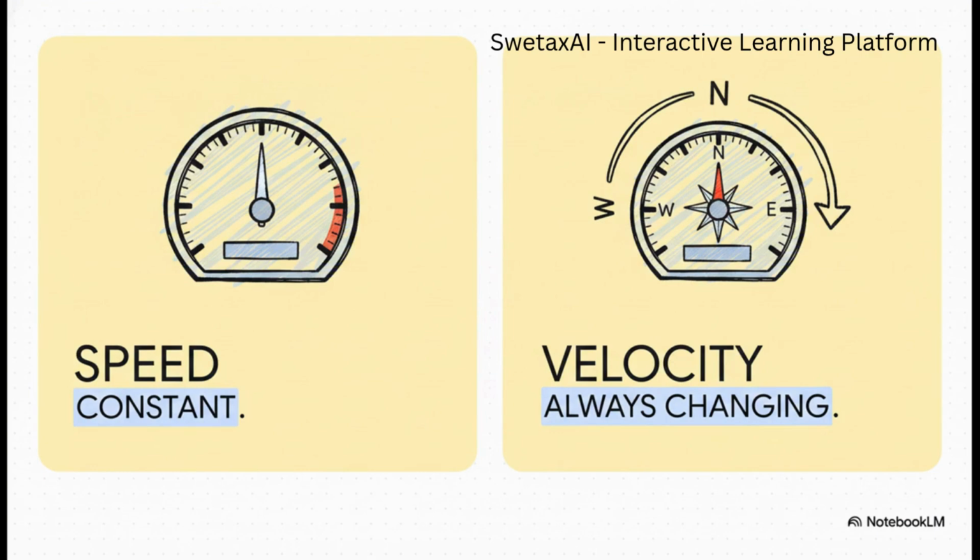See, in everyday life, we kind of throw the words speed and velocity around like they're the same thing. But in physics, no way. They are totally different. Speed is just the number on the dial, 10 miles per hour. That's it. But velocity is that speed plus the direction you're going in. So while your speed on that merry-go-round is constant, your direction is changing every single second.